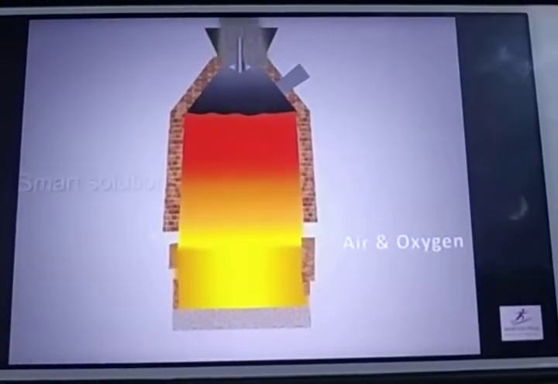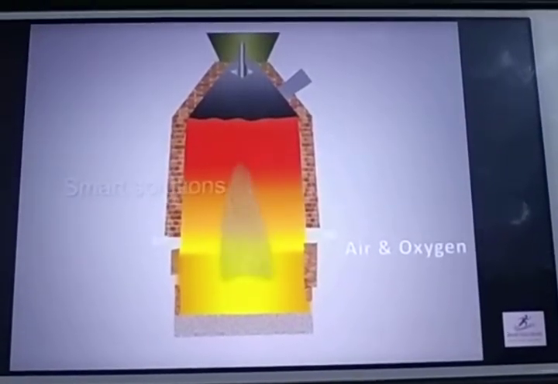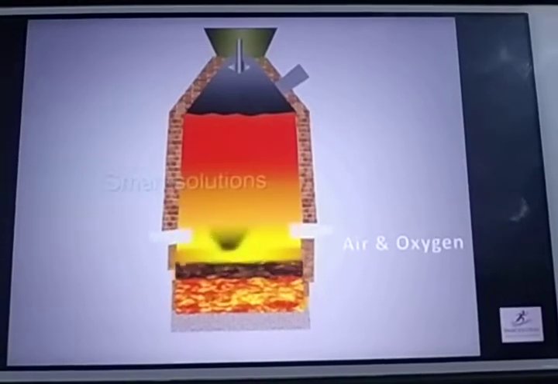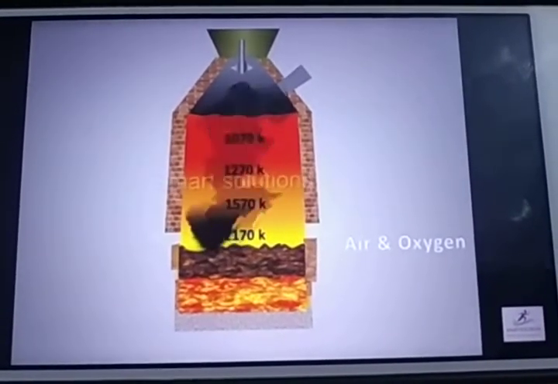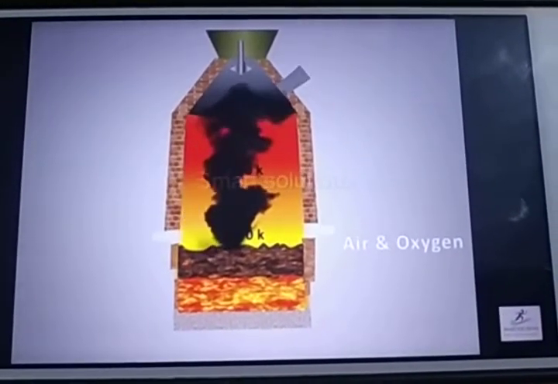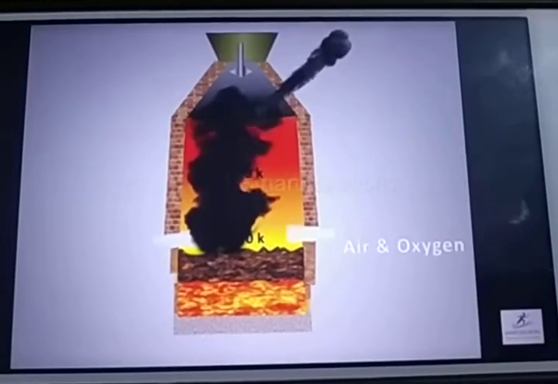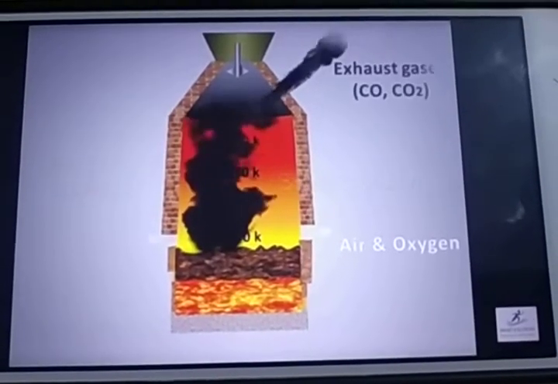Limestone is decomposed into calcium oxide. This removes the silicate impurities in the form of slag.